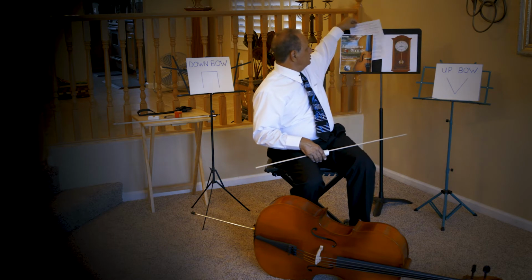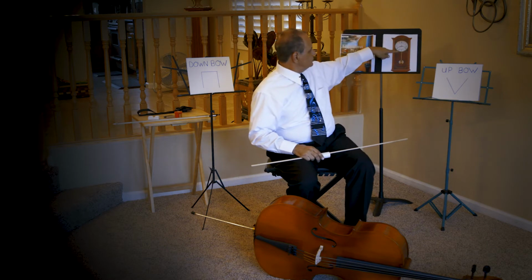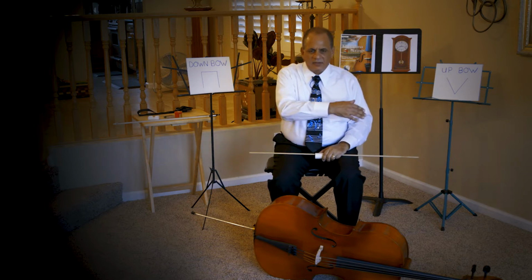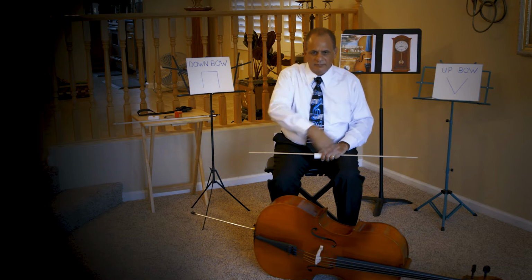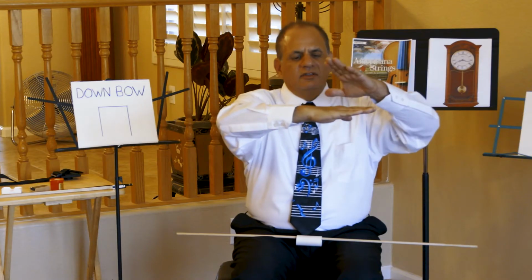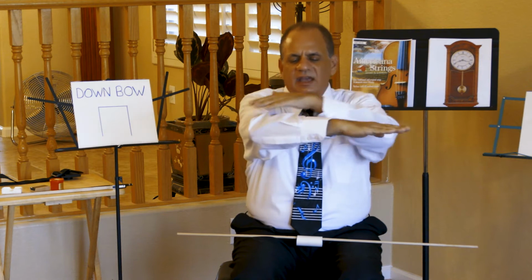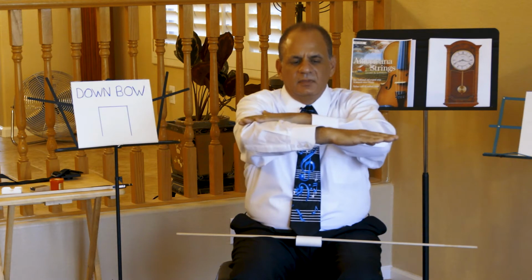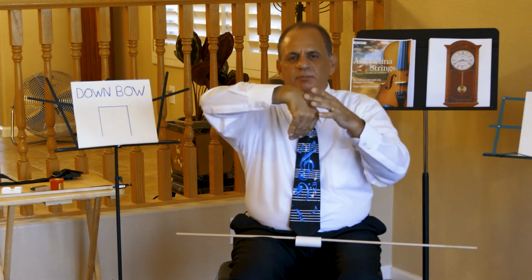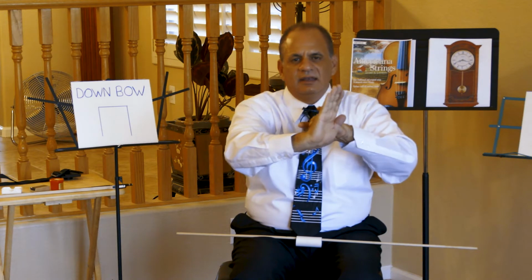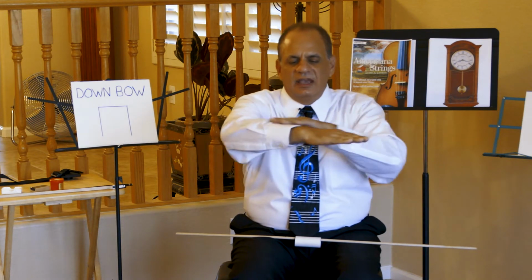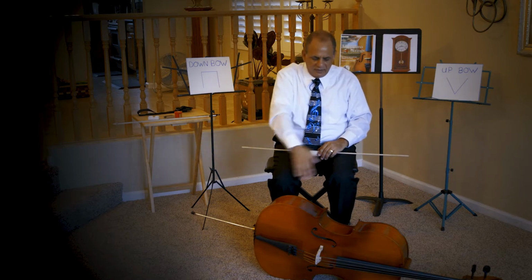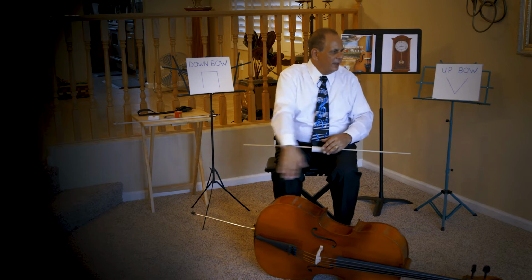This is what a pendulum looks like on a clock. See this mechanism right here? So our arm will make the same motion as a pendulum. Now just remember, the top of our hand, our wrist, and our forearm should stay on one level. We should never have our wrist bent like that or our wrist bent like this. It should stay on the same level. So our forearm and our hand should make the same motion of the pendulum.